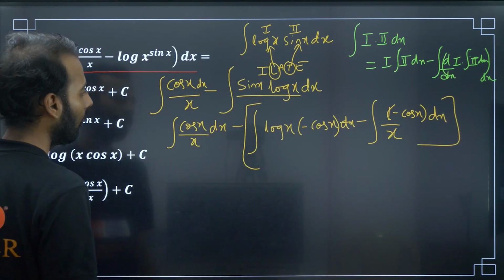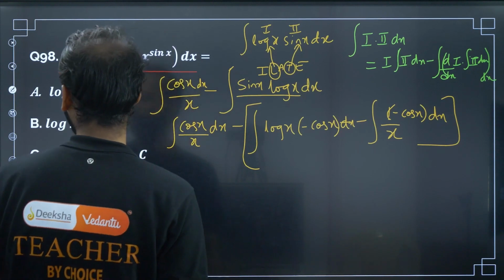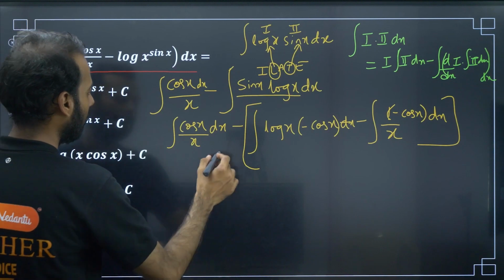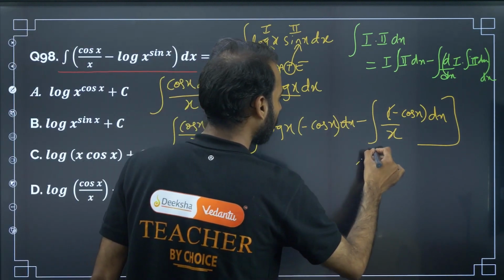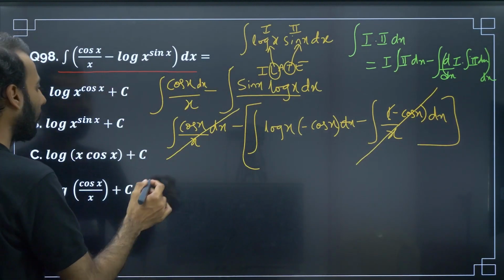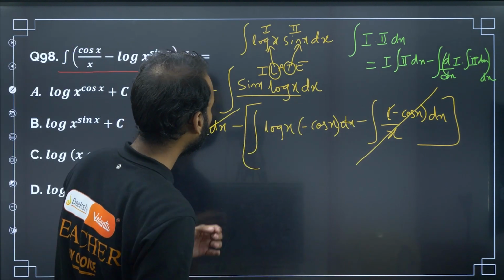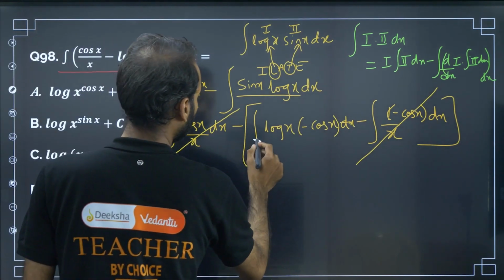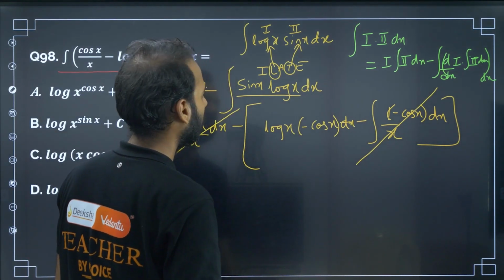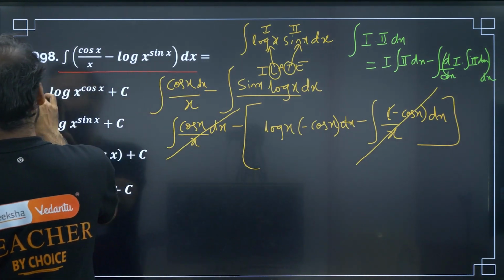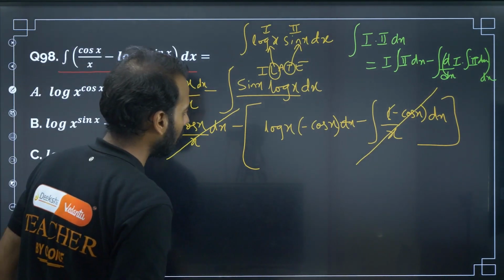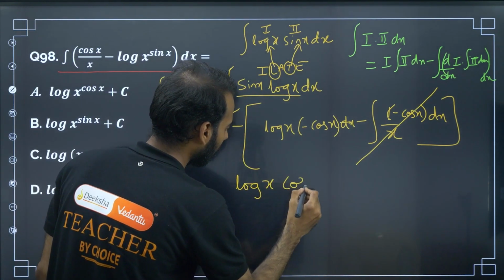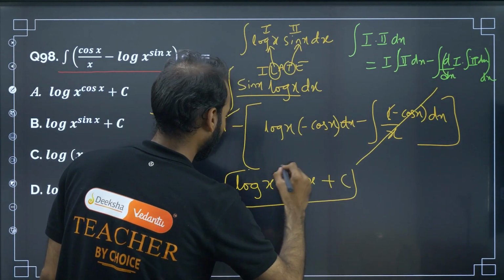Next, moving on. Check if anything is getting cancelled. Cos x by x: this term and this term get cancelled. Now what are we left with? First function as it is, integration of next. Okay, now everything is fine. Minus, minus this becomes plus: log x cos x plus c.